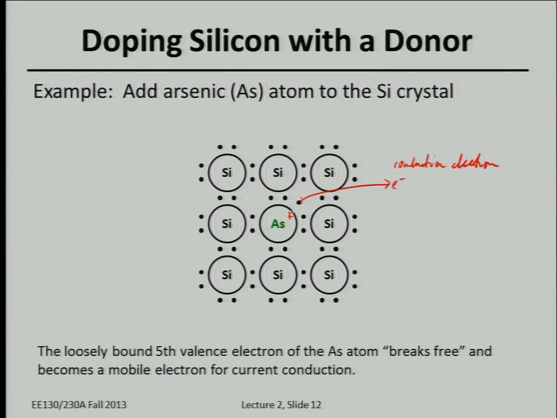Okay, so the question is, can the arsenic capture an electron? Yes. Okay, so the question is, is it possible for an electron that's wandering around the lattice to come by the arsenic atom and then just get trapped there? And the answer is yes.